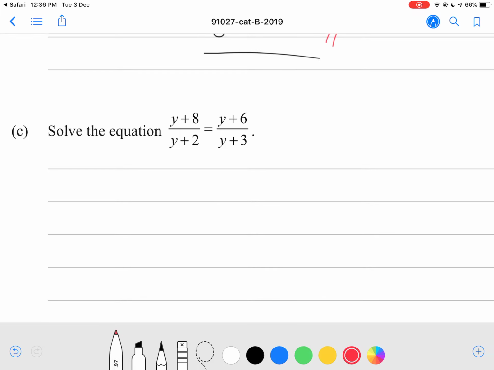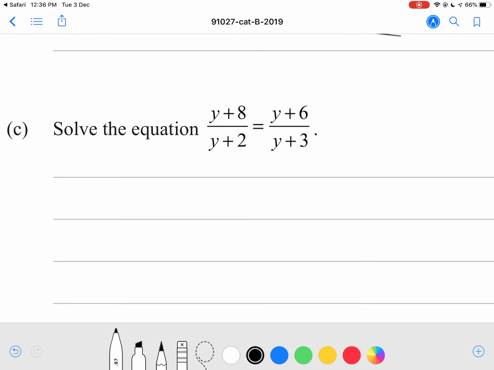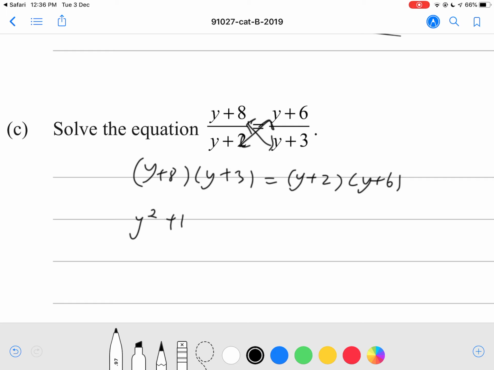Alright, solve the equation (y plus 8) over (y plus 2) is equal to (y plus 6) over (y plus 3). So in this case, we're going to use cross multiplication. So we're going to say that (y plus 8) times (y plus 3) is equal to (y plus 2) times (y plus 6), cross multiplication. So if we expand out the brackets, we'll get y squared plus 11y plus 24 is equal to y squared plus 8y plus 12.